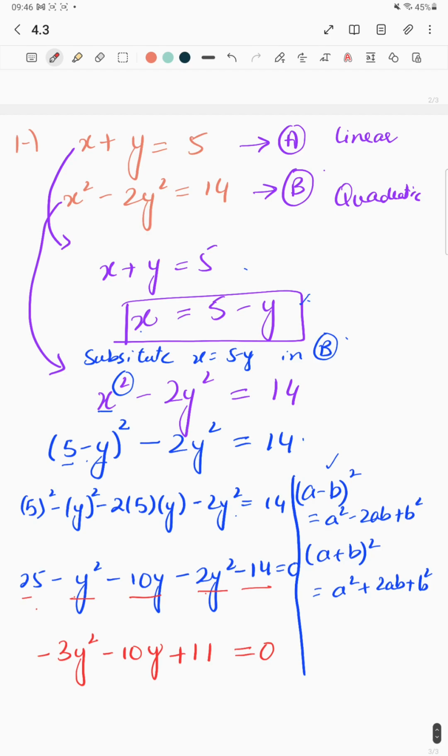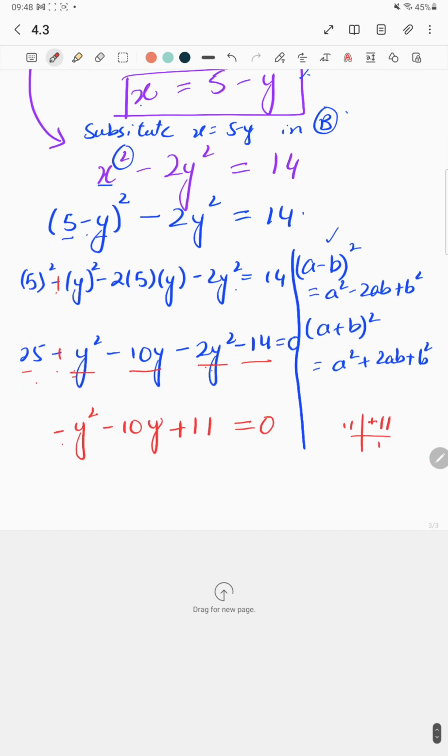Okay, so now can I do the factorization and get the value of y? So there is a slight mistake. It's plus y square here, plus y square, and minus 2y plus 1y is minus y square. So now we have 11. So for factorization, 11 times 1 is 11. So we need minus 10.